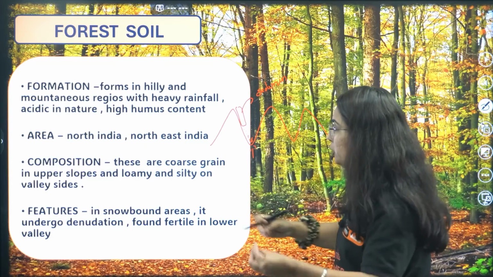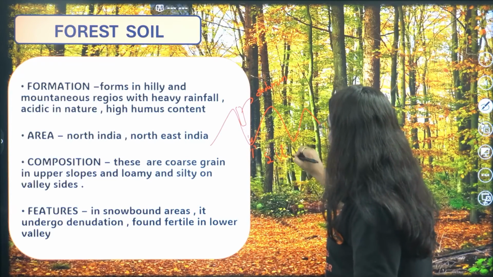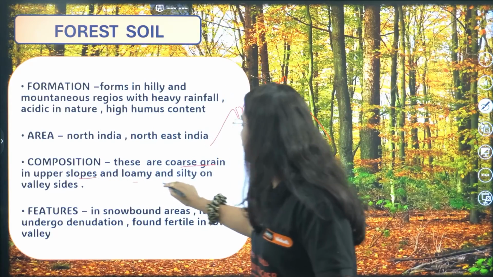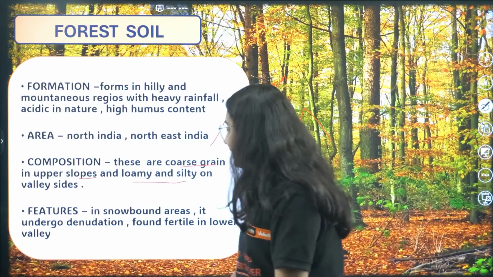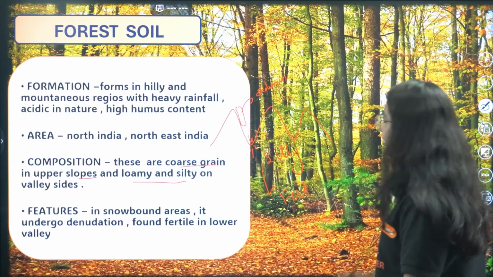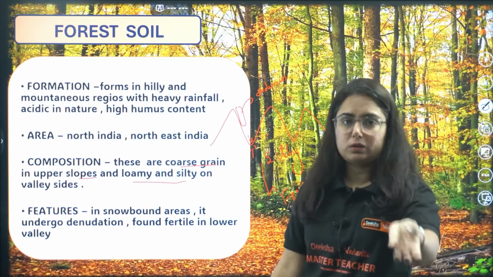They will break down into pieces, resulting into the formation of silty grains over here. Okay, so they are coarse grain in upper soils and loamy and silty in the valley side. This is the reason that in the valley side they are fertile. For an example, the plain areas that are found in Himachal Pradesh, Uttarakhand, etc.